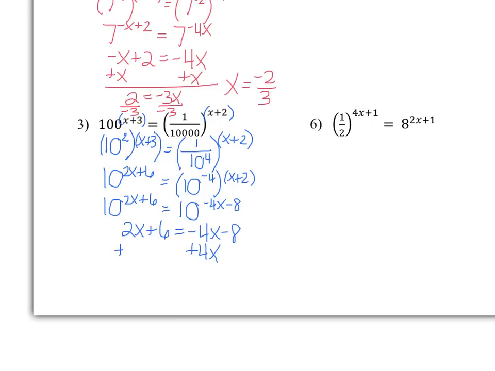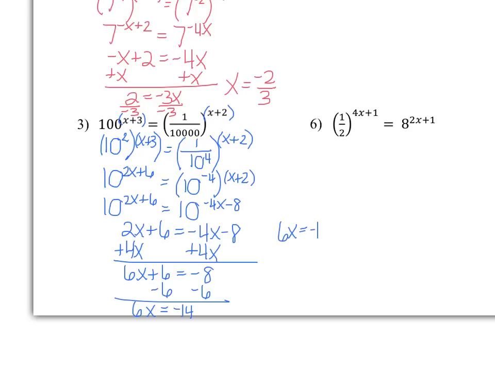I'm going to add 4x to both sides to give me 6x plus 6 equals negative 8. Then I'm going to subtract 6 from both sides to get 6x equals negative 14. And once I have 6x equals negative 14, I'm just going to divide both sides by 6 to get x equals, now both of these are even numbers, so I can divide by 2 and get negative 7/3. Always simplify your fraction.